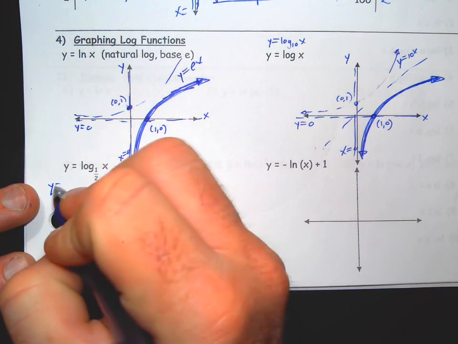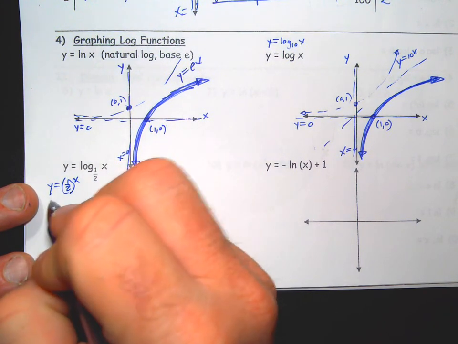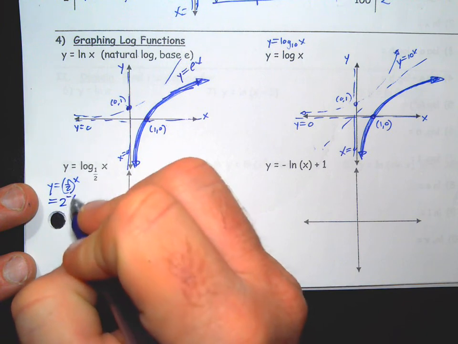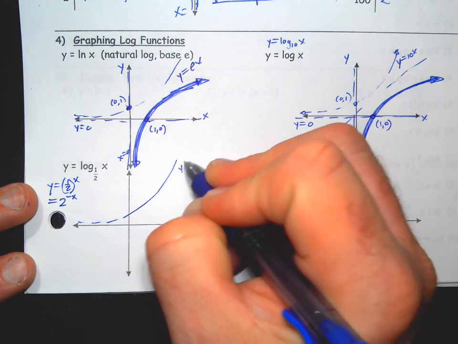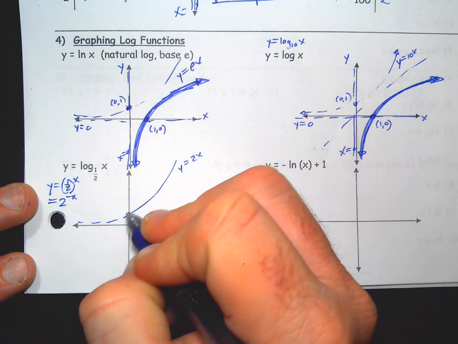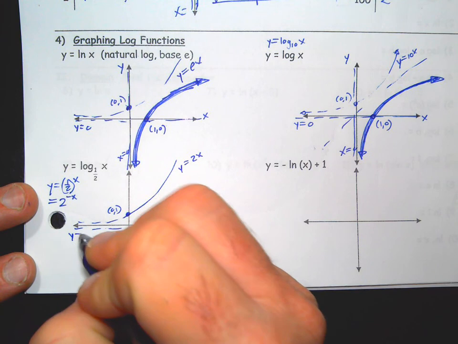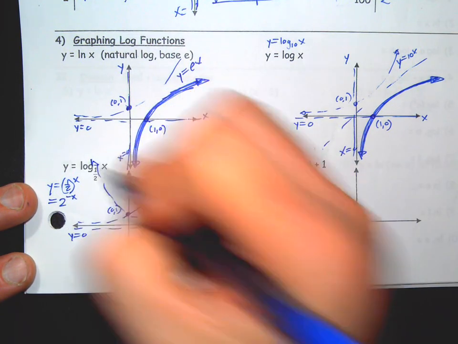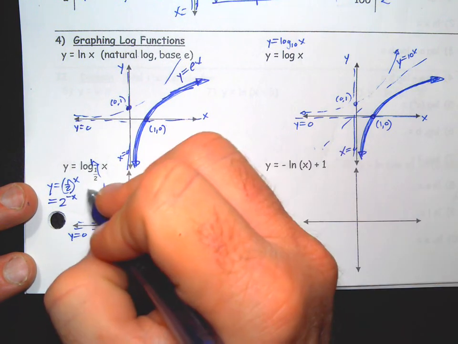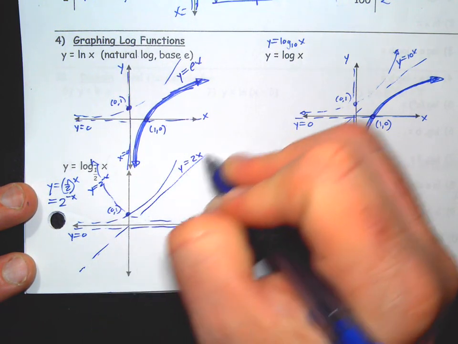You'd say, well, this would be the inverse of y equals 1/2 to the x. But yesterday we said, well, that's the same as 2 to the negative x. So you could start with 2 to the x, and then flip it sideways. Right? Y equals 2 to the negative x. And then flip that across y equals x.